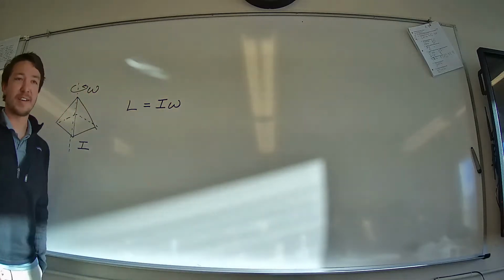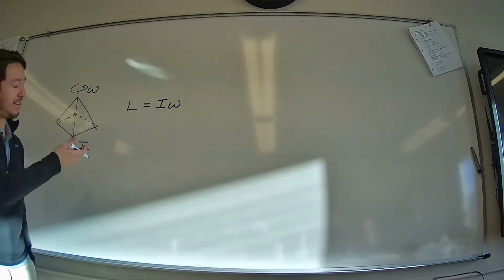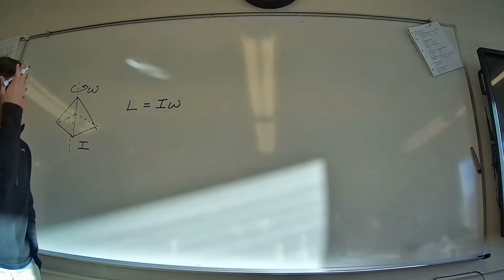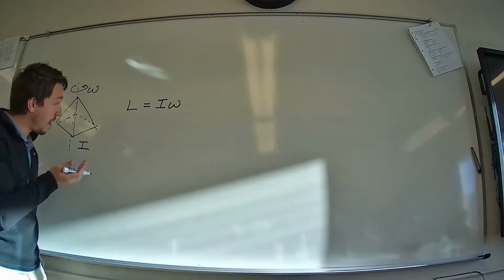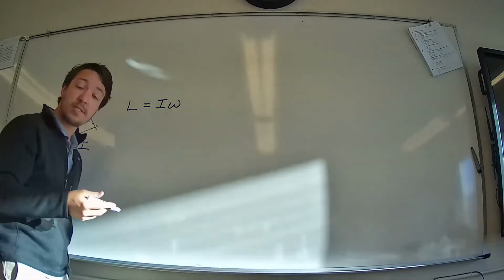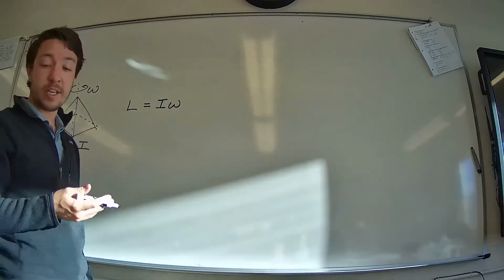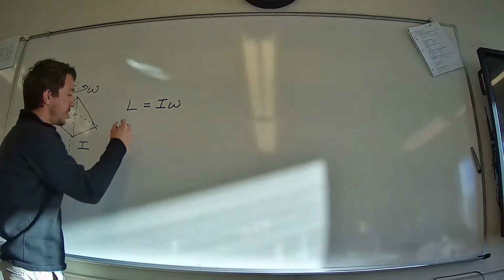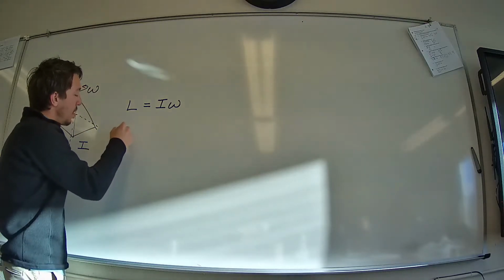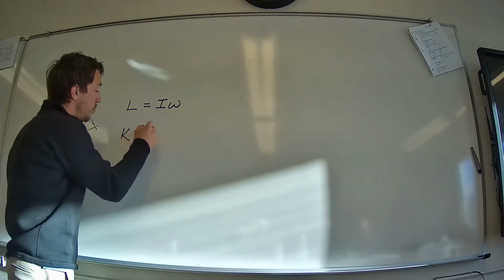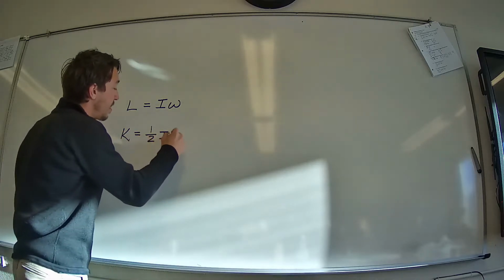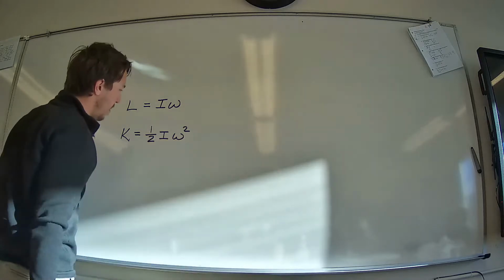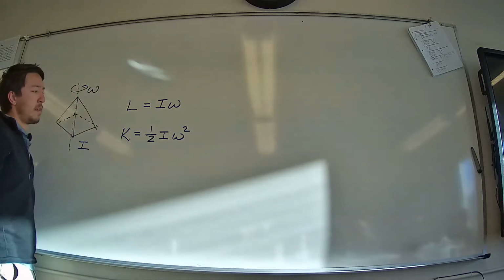I won't ask you guys any more questions, okay? L equals I omega. All right, and then what's the energy? Because the question's asking, what's the energy in terms of L and omega? Is that possible to do that? Let's see. So the kinetic energy is 1/2 I omega squared, okay?